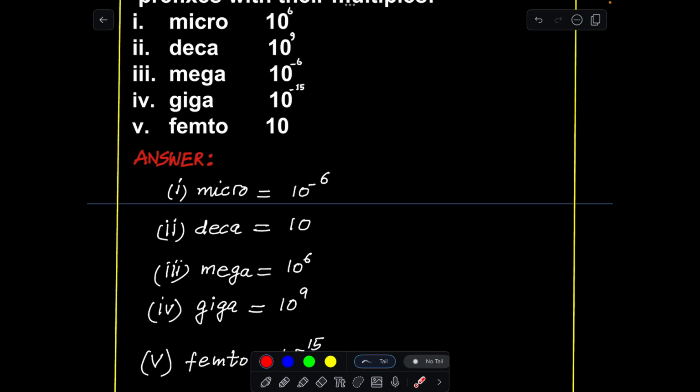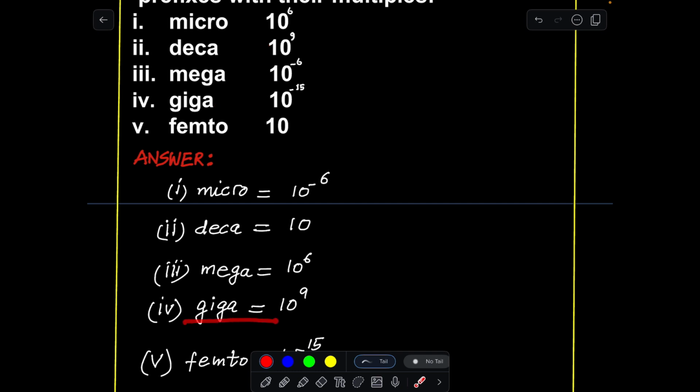The third one is mega. Mega is a bigger unit. It is 10 raised to the power 6. So for mega we will go to the first value, that is, 10 raised to the power 6. And for giga, again, giga is a bigger unit. It is 10 raised to the power 9. So this is giga, 10 raised to the power 9.